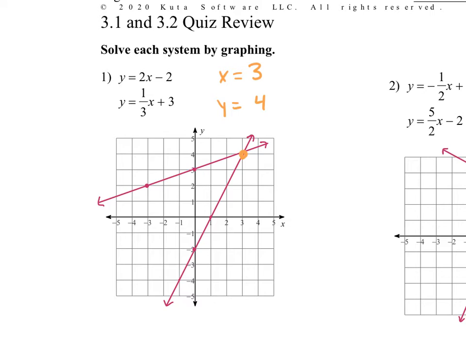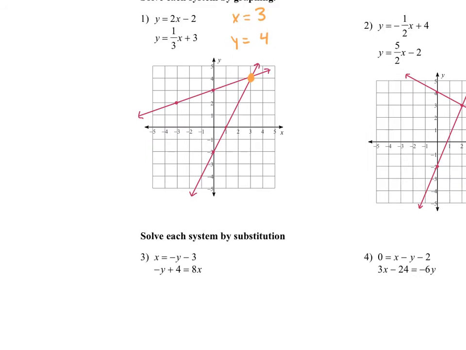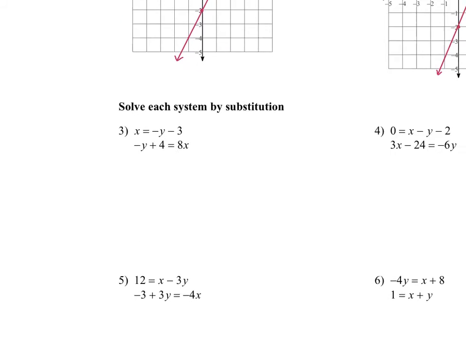For these to solve by graphing, you just look at where the two lines intersect, and that's your answer. What if your two lines don't intersect? What would your answer be? No solution. If your lines don't intersect, then your answer is no solution.